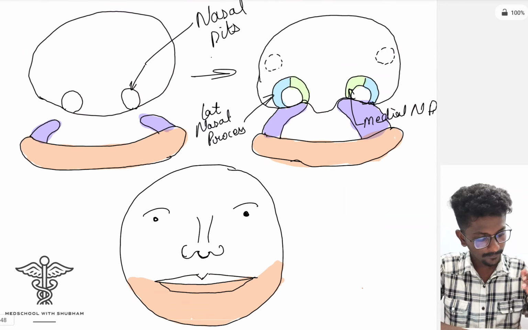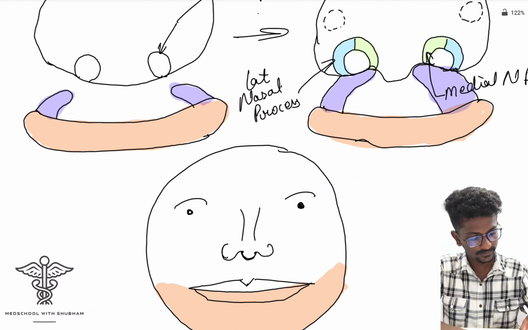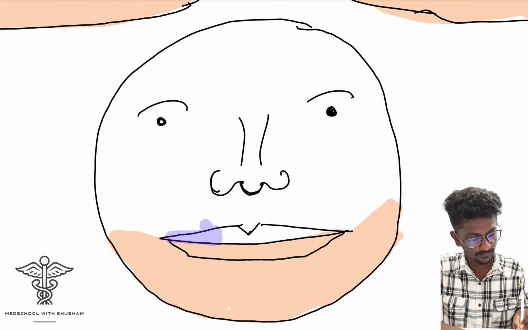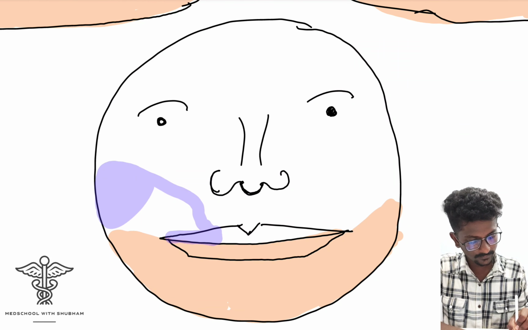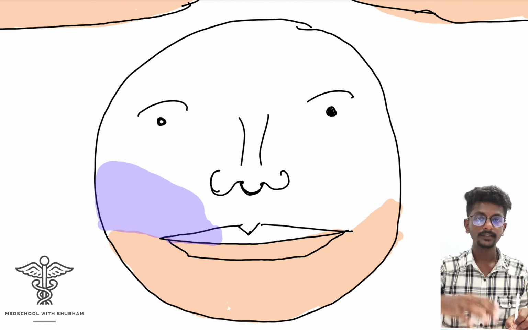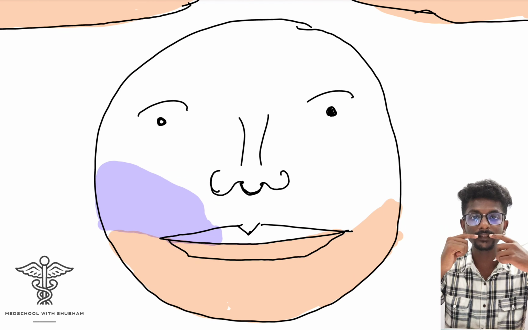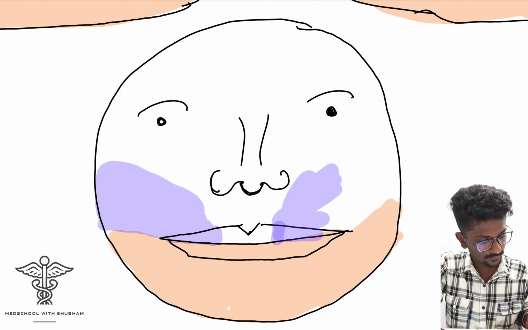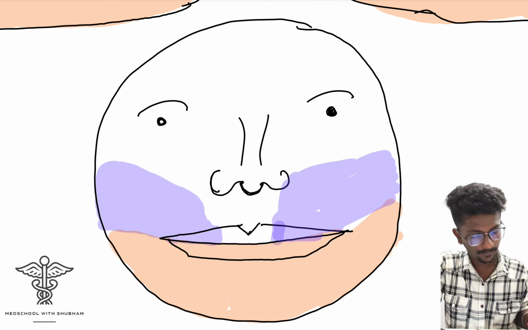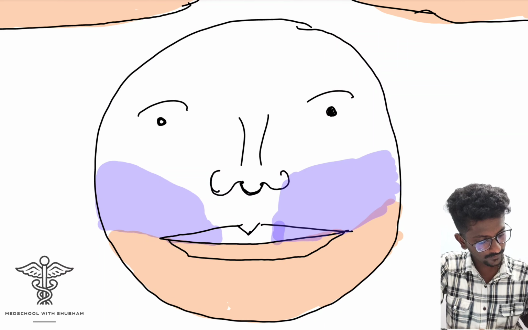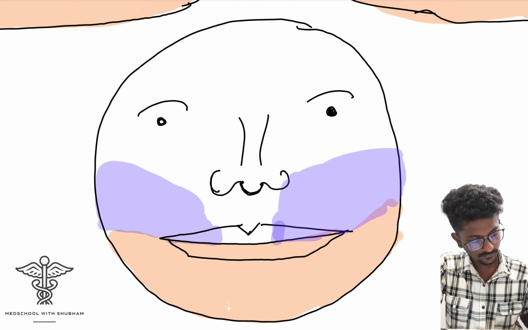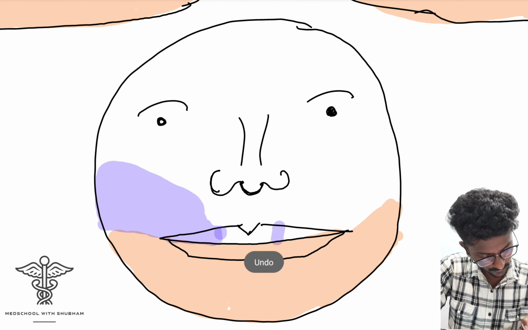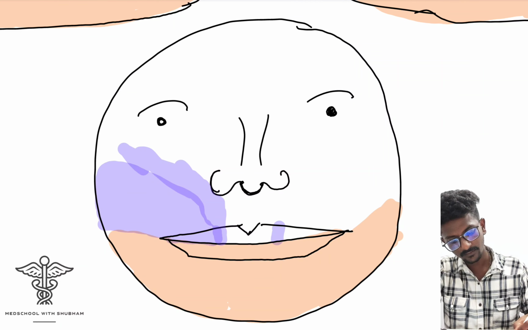Then you have the maxillary process. The maxillary process will give rise to the lateral sides of the lips, and the cheeks, this cheek region, and the lateral side of the upper lip. In this way it will be forming over here.